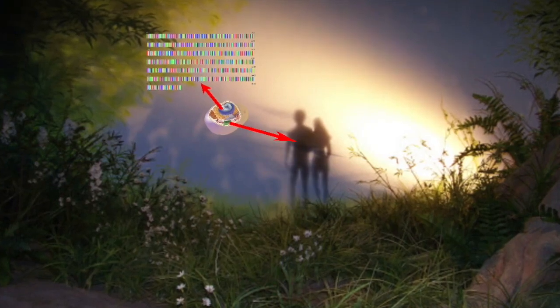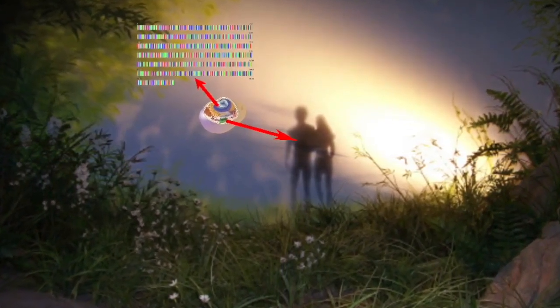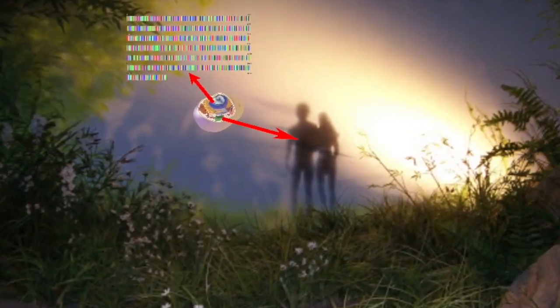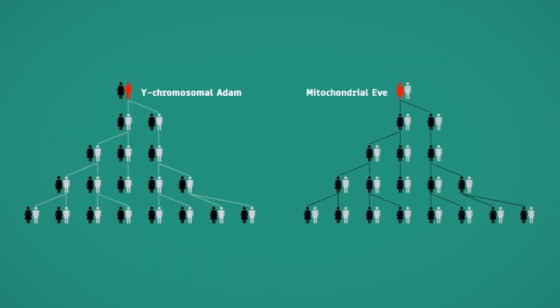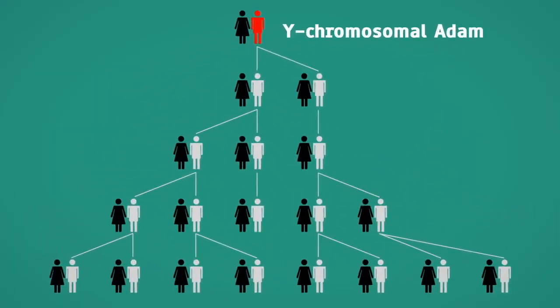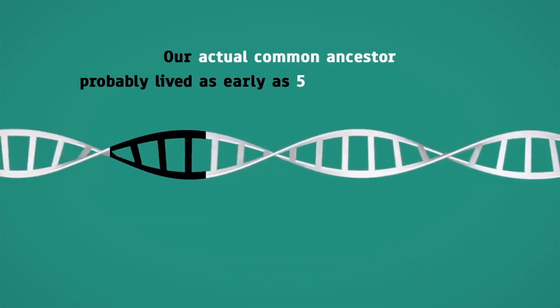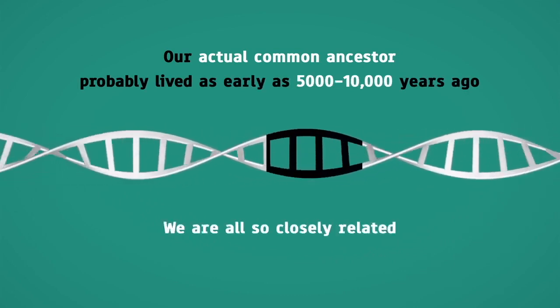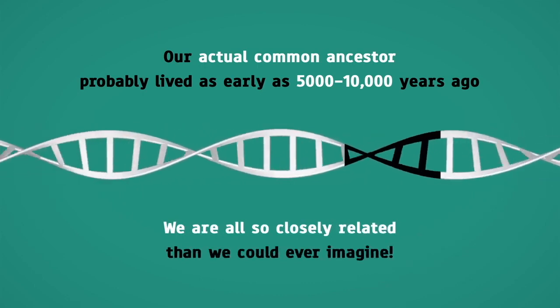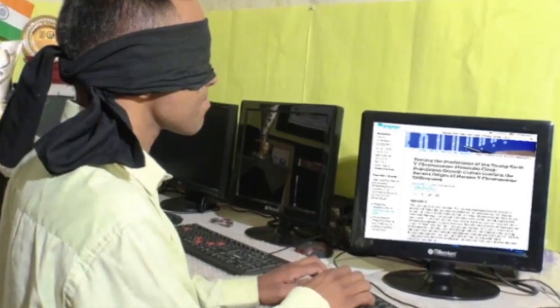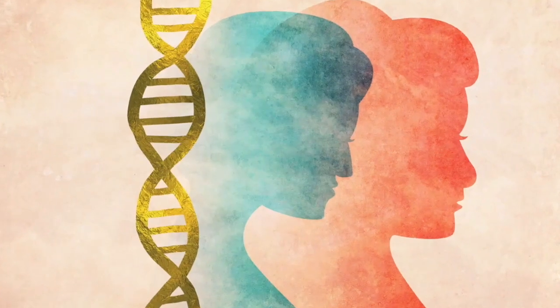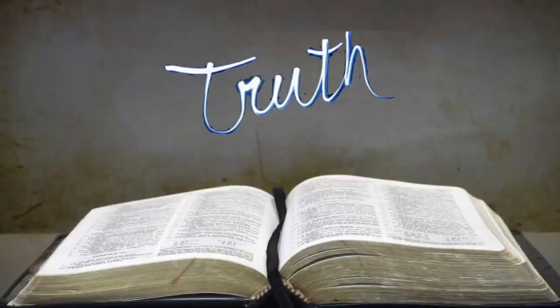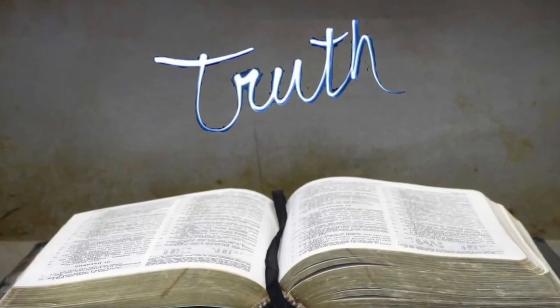As we have seen, one of the best lines of evidence for the first couple, Adam and Eve, is in our genetics. Both mitochondrial Eve and Y chromosome Noah have been discovered by modern science. Our actual common ancestor probably lived as early as 5,000 to 10,000 years ago. All this shows that we are so closely related, more so than we could ever imagine. There is no disputing the fact that there is one single Y chromosome ancestor and one mitochondrial DNA ancestor. This is exactly what the Bible has predicted.